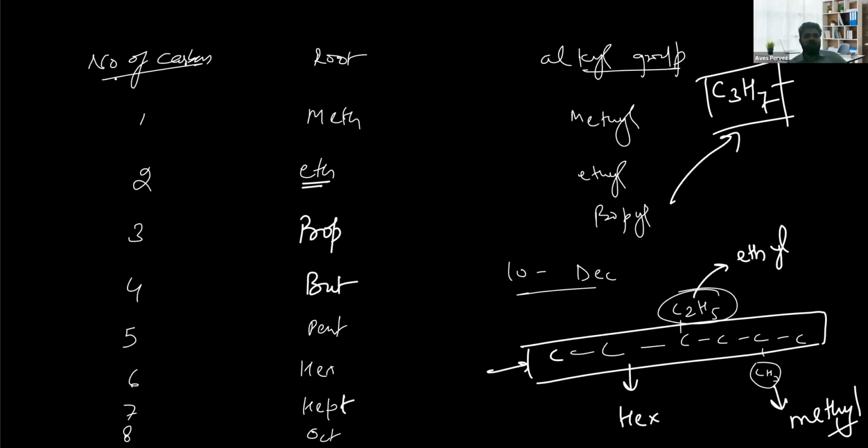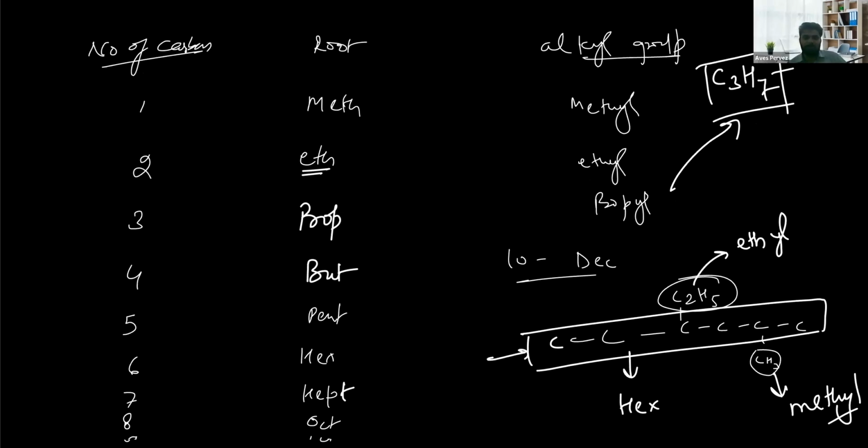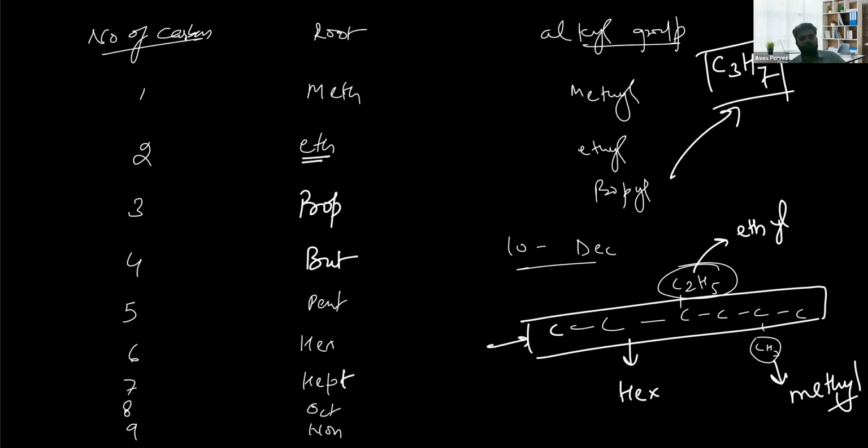Note it down here: number of carbon, 1 for meth, eth for 2. Root. Sir, we have already written this down. Okay. And then if we have an alkyl group, 1 carbon chain, methyl, 2 carbon chain, ethyl, and 3 carbon chain, propyl.